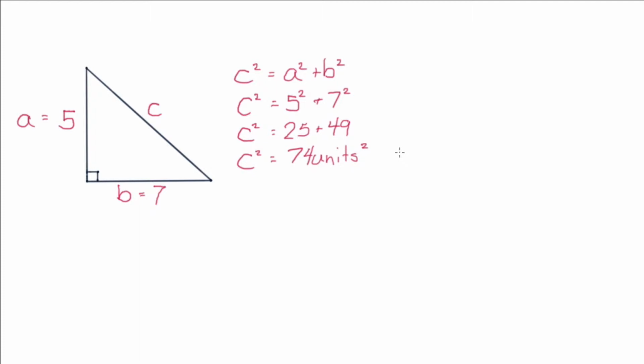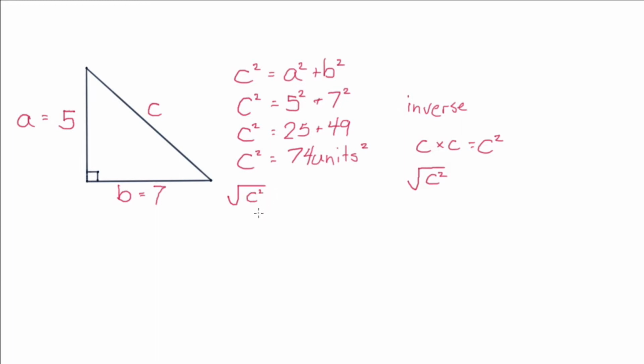But we need to know the length of the side. Not to worry, all we need to do is the inverse, or opposite, of finding the square. If the square on the hypotenuse is c times c, or c squared, then the inverse function is the square root of c squared. Going back to our solution, we have c squared equals 74 units squared. So we're going to take the square root of c squared.